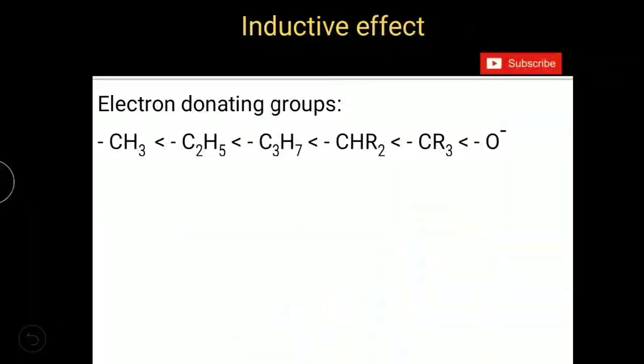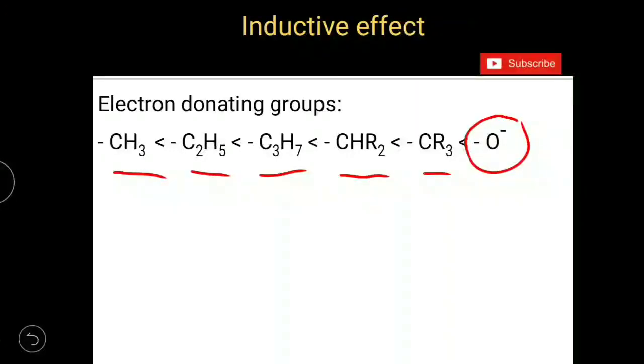And we have some of the electron donating groups like this. Alkyl groups like methyl, ethyl, propyl, all of them are electron donating groups. This is a secondary alkyl group, a tertiary alkyl group. All alkyl groups are electron donating groups. Even the O minus group is also an electron donating group, and this is the increasing order of strength of electron donating groups.